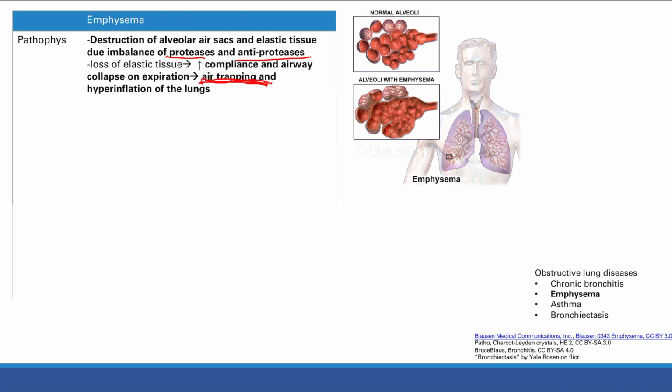And then, because these airways collapsed, this air is not going to be able to go out. It's going to stay in there. It's going to be trapped. And you get inflation of the lungs. Okay, causes of emphysema.